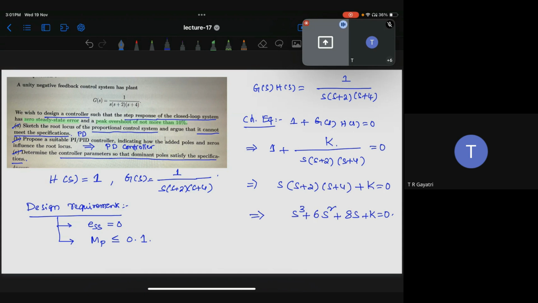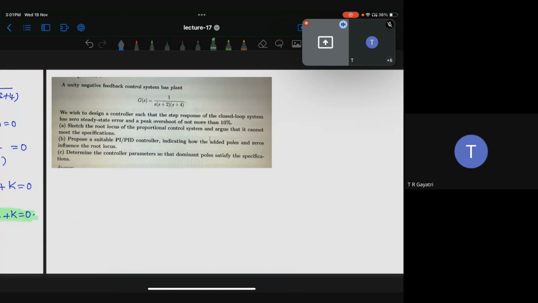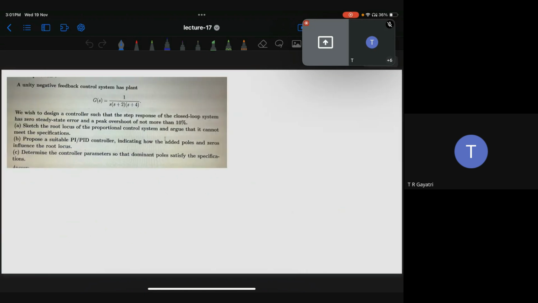Right, so now let's start with drawing the root locus. This is our characteristic equation. Let's draw the root locus one by one. First, what are the poles we have? The poles are s equal to 0, minus 2, minus 4. And the zeros? We don't have any zeros. So the number of poles is 3 and the number of zeros is 0.